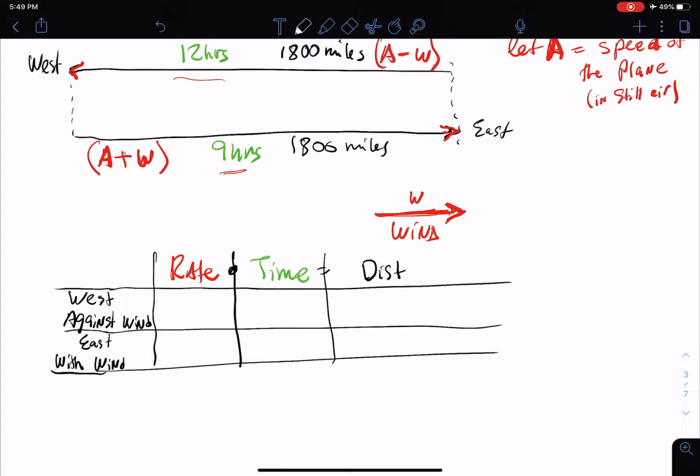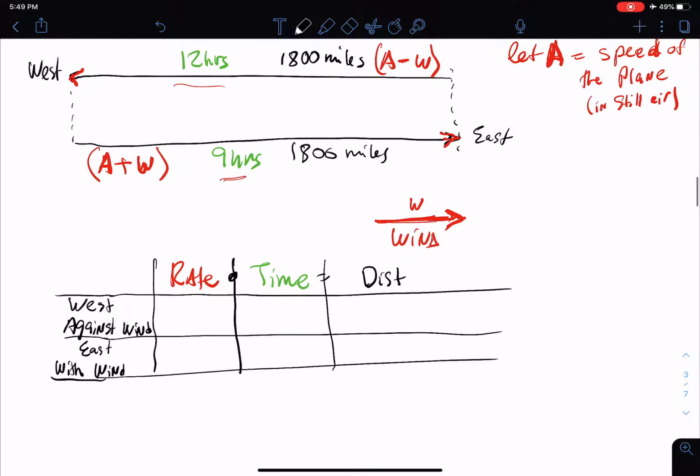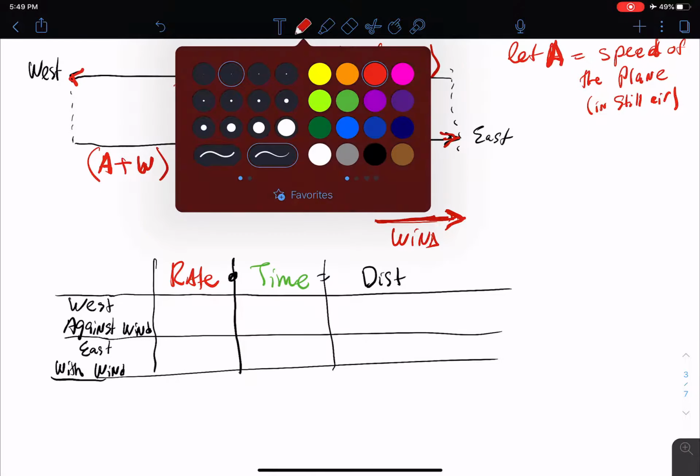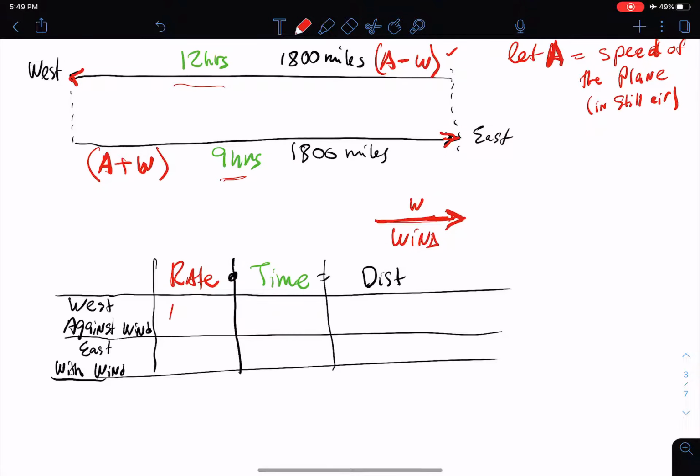So now when we're going on the westbound journey, that's going against the wind, what's the rate? Well, the rate is in red right here, and it's going to be the airplane speed minus the wind because we're going against the wind. How long did it take them? It took them 12 hours. Pretty long. How far did they go? They went a distance of 1,800 miles.